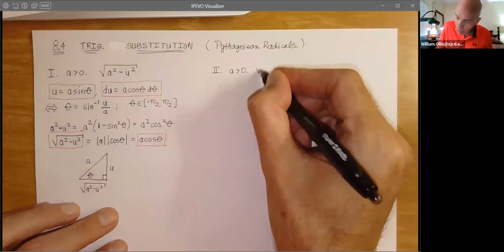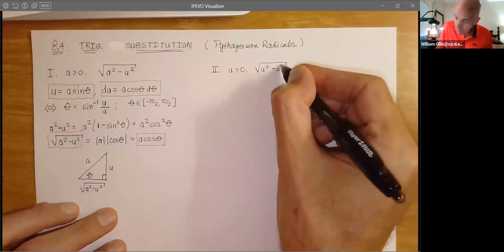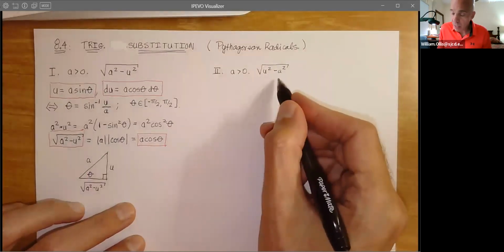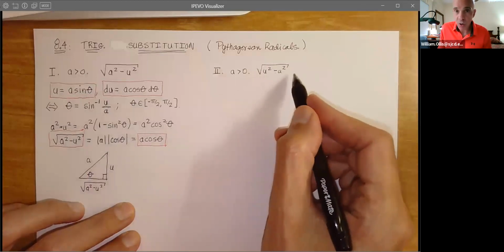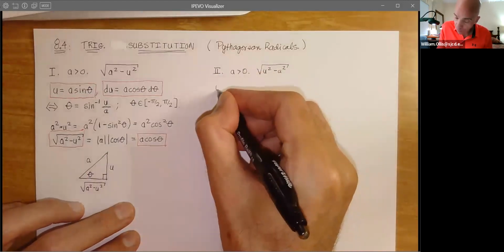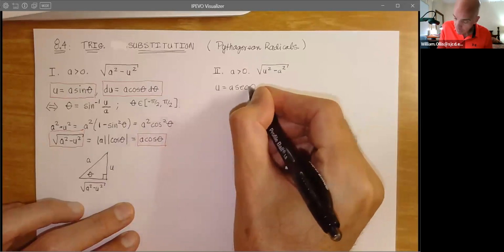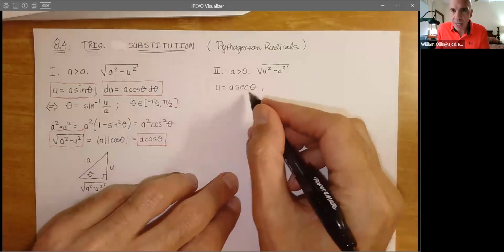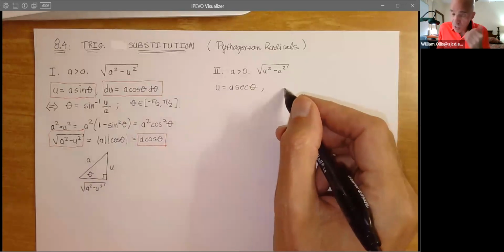So now what about flipping this around? u squared minus a squared. So we're thinking, we want to use Pythagorean, so maybe we could try the secant, because we know the secant squared minus 1 is the tangent squared. So yeah, that might be a good way to go. So now we'll say u equals a times secant theta. Again, these are not unique. You can make up any substitution you like. I mean, you could use cosecant, but these are just standard.